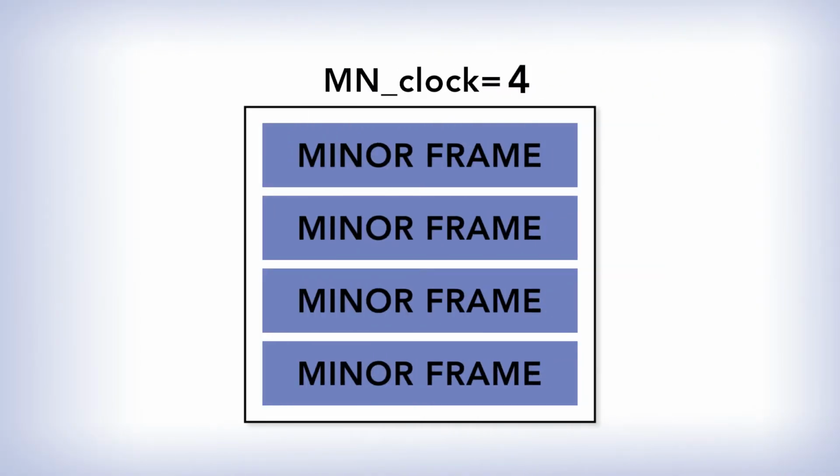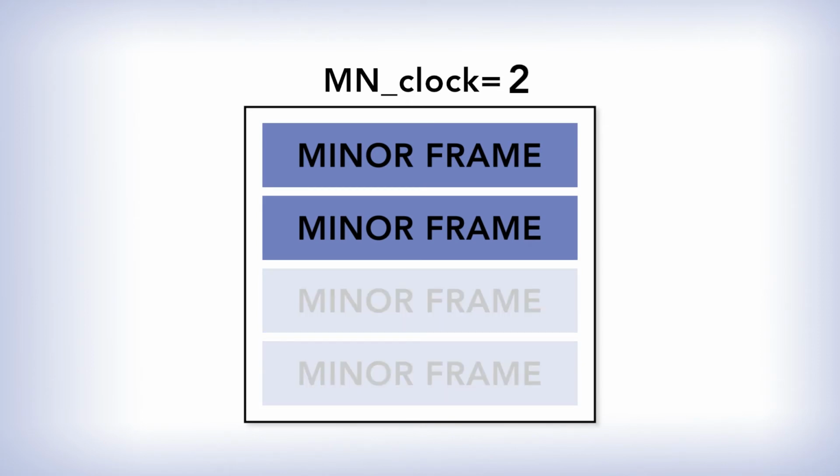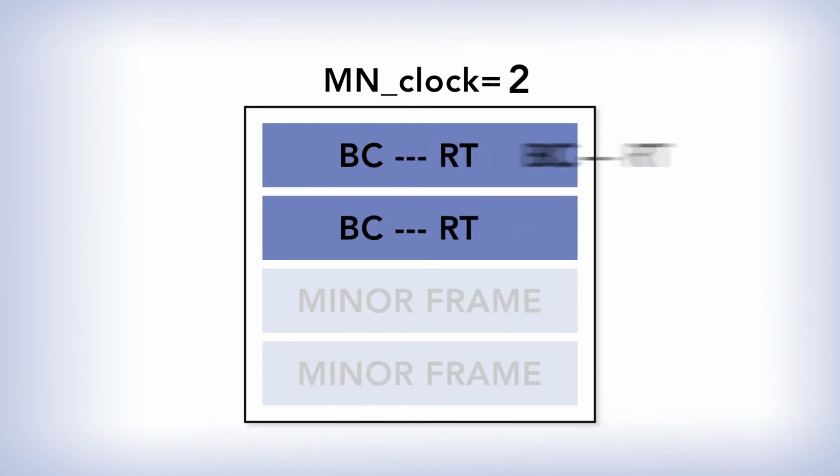If there are 4 minor frames and the minor frame clock is set to 2, then only 2 of the minor frames will be executed before the major frame restarts.